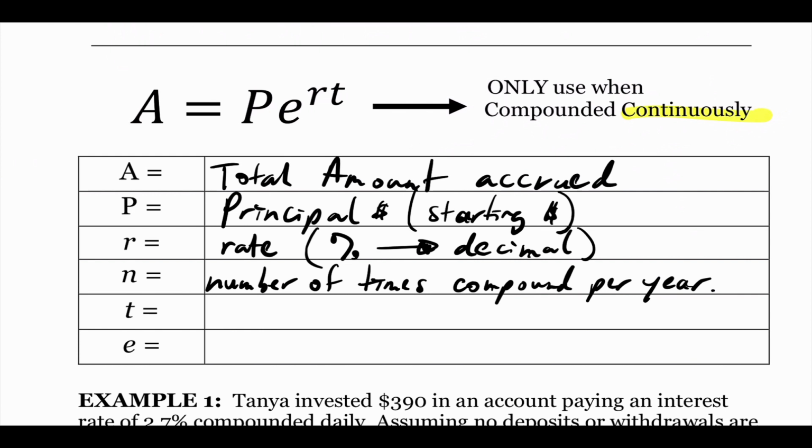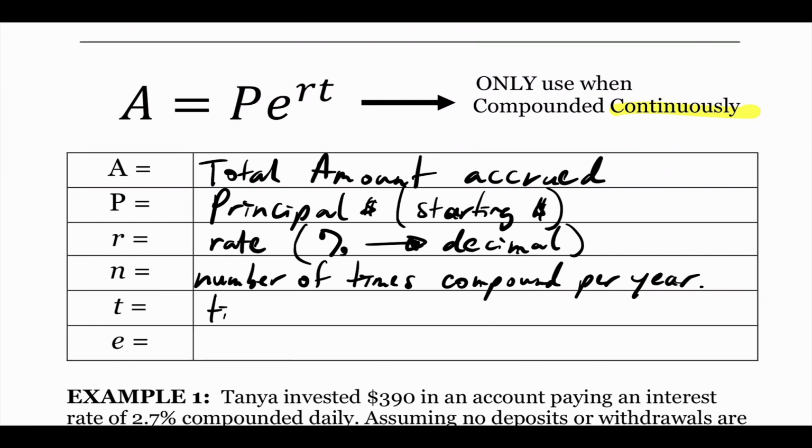T is time. Years, usually. It's in years. Time in years.